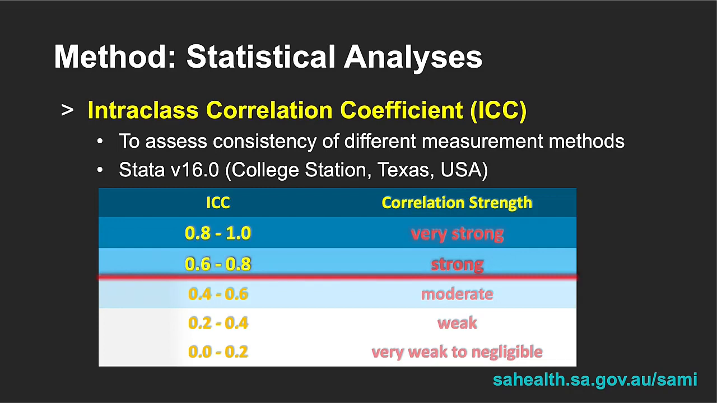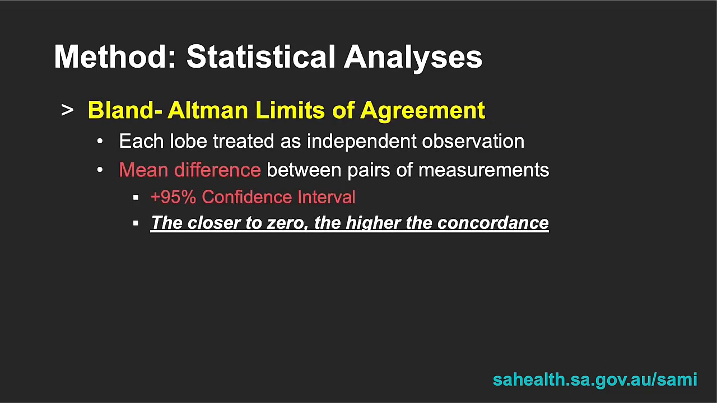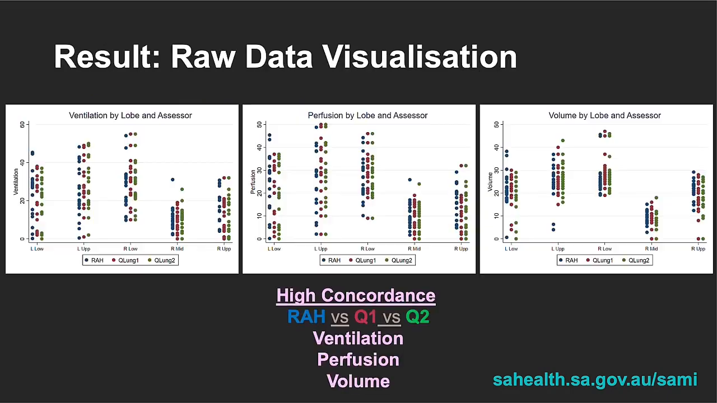To evaluate the concordance of our results, we use intra-class correlation coefficients. For strong concordance, we needed to have a coefficient of 0.6 or higher. The mean difference between pairs of measurements was also determined using the Bland-Altman limits of agreement method. The closer the difference to 0, the higher the concordance of the 2 measurements.